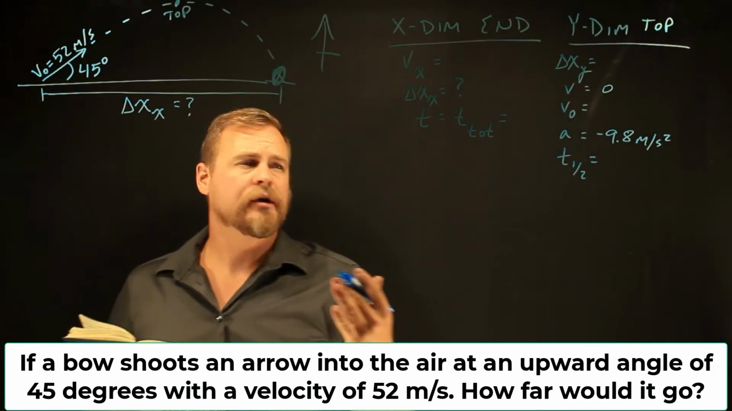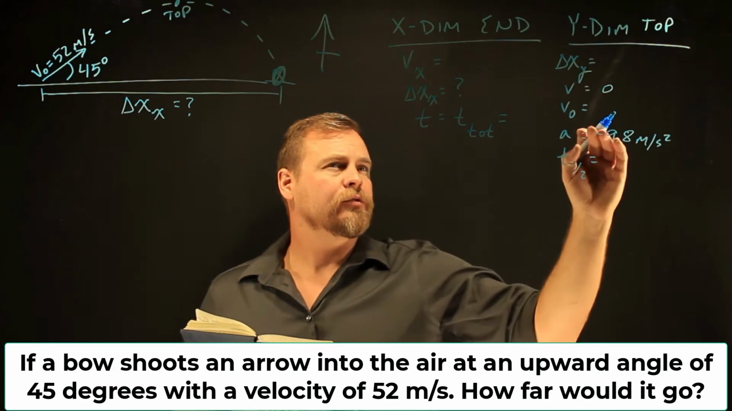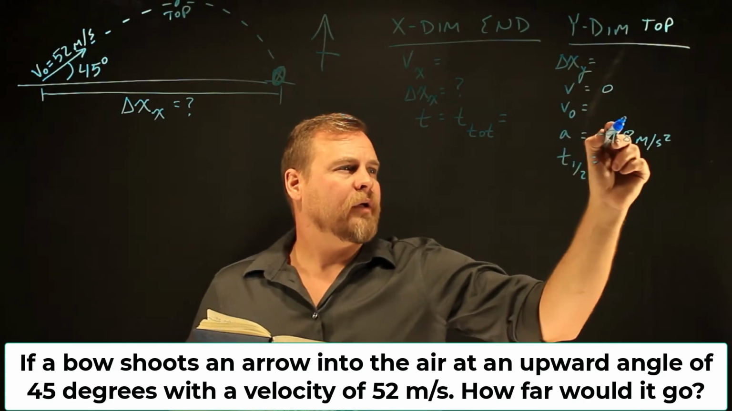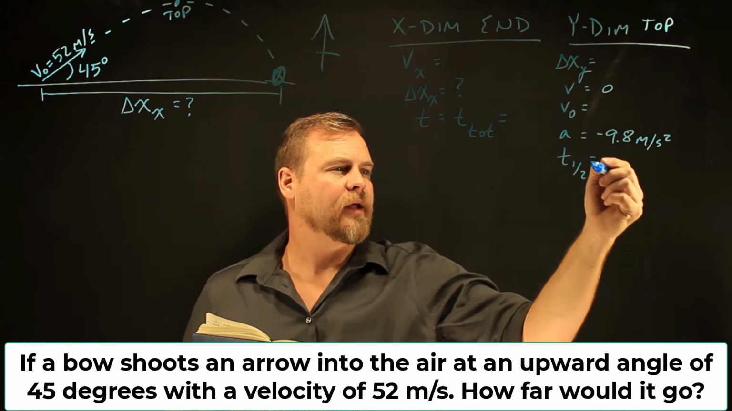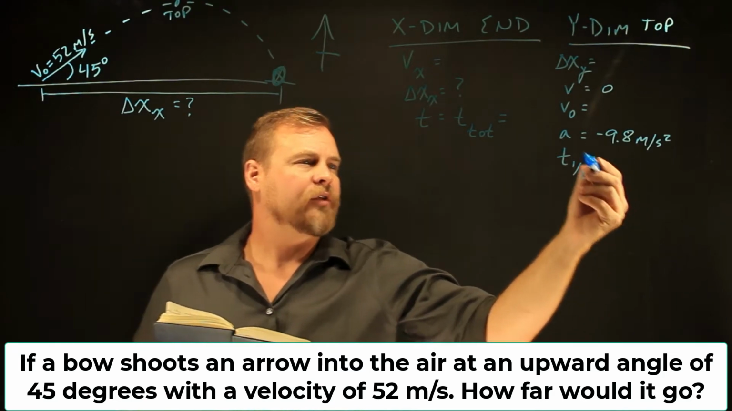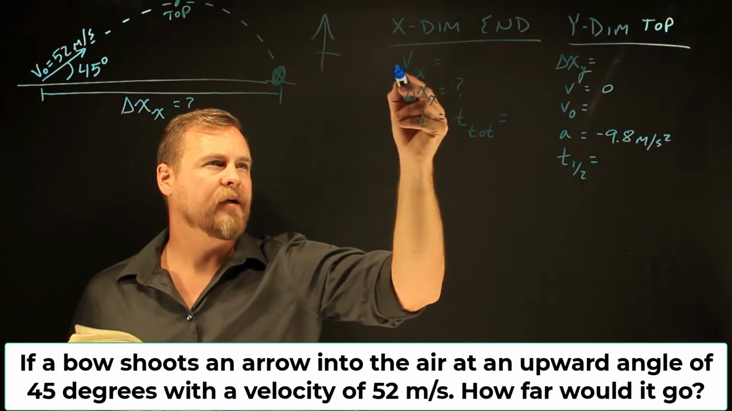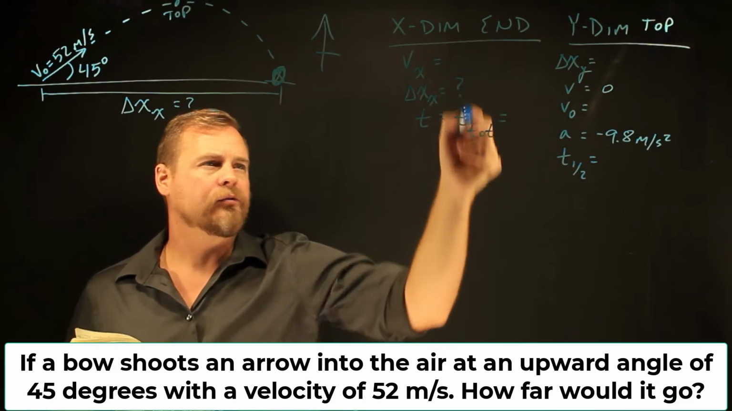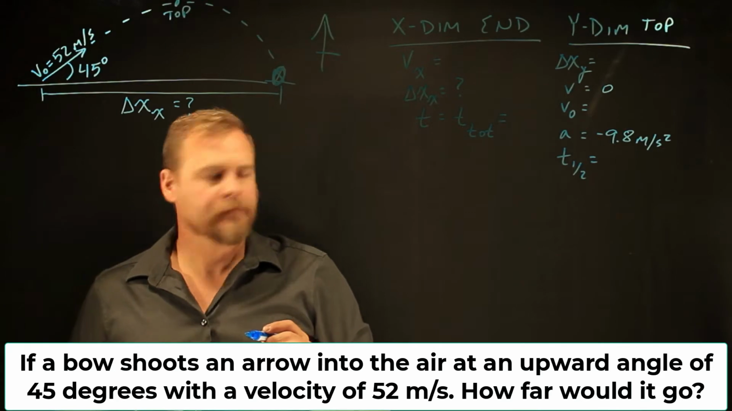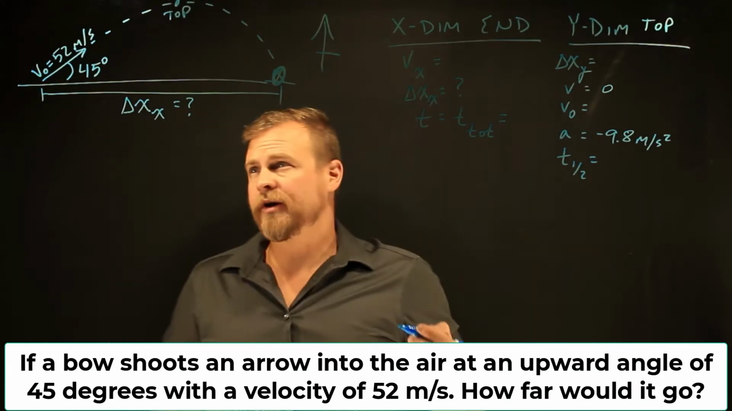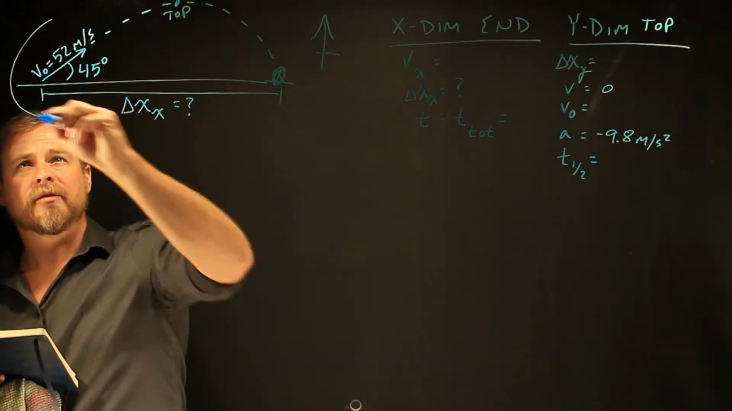Okay, so the strategy here is I'm going to use trig to find my v naught y, and then that'll solve for my time. And then I'll double that to get into my x dimension, and then I'll use some trig to find my v sub x, and then I'll solve for my delta x in the x. Okay, so I mentioned the trig a few times, so let's look at this piece.